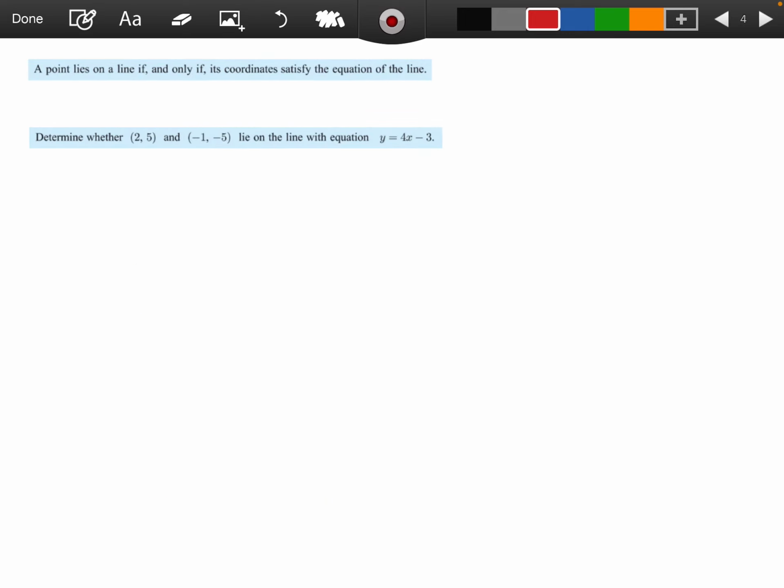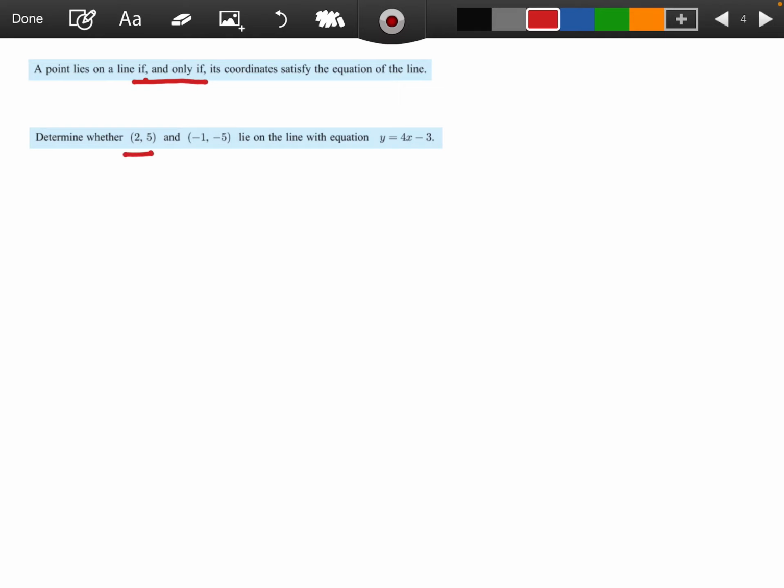Okay, so there's one other thing I want to go through today. And that's this idea that if a family of points makes up a line, if a line is made of an infinite number of points that are all connected in the same way, well, a point is on a line if and only if its coordinates satisfy the equation of the line. So that means I can take the coordinates of the point, I can put them into the equation, and it works. So let's look at this question.